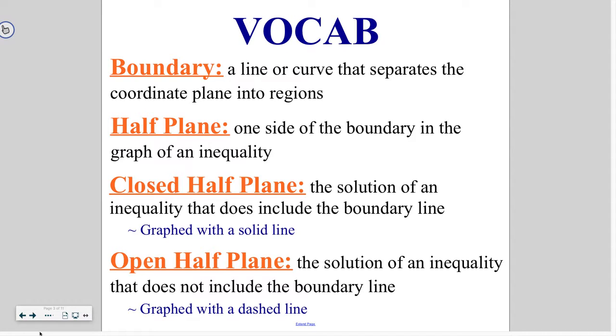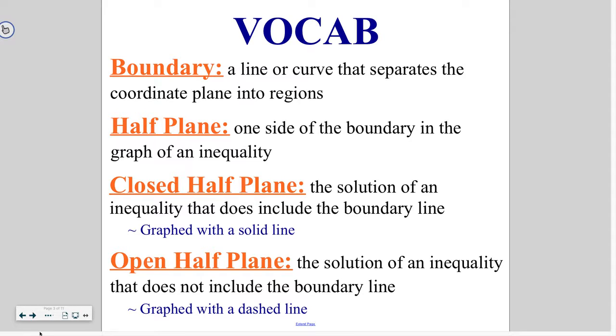Some new vocab related to inequalities with two variables. First we have the boundary, and that is a line or curve that separates the coordinate plane into various regions. In our case, we are going to only be using lines. Half plane is one side of the boundary when you graph an inequality with two variables. That does not mean that the coordinate plane is directly cut in half. It just simply means that there is a left side and a right side of the line that you have graphed.